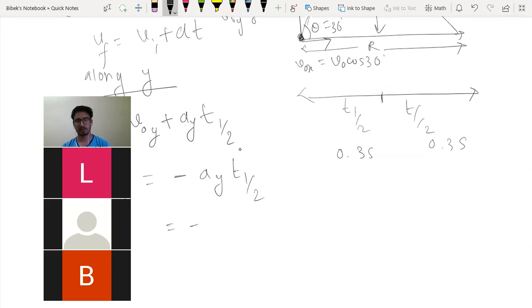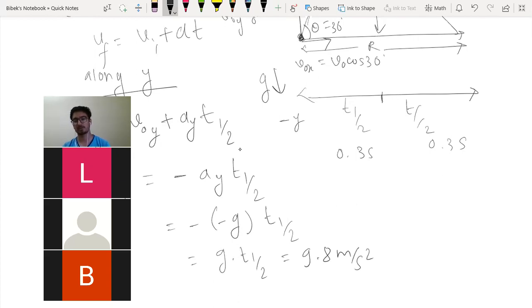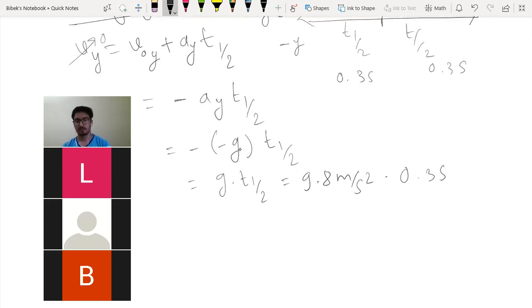So you know your ay is the acceleration due to gravity, that's going towards negative y. Since your motion is towards the positive while the projectile rises, but your acceleration due to gravity is towards the negative, you have to take negative g times t half. So this will give you g times t half, which is 9.8 meters per second squared times your t half, 0.3 seconds. So that will give you 2.94 meters per second.